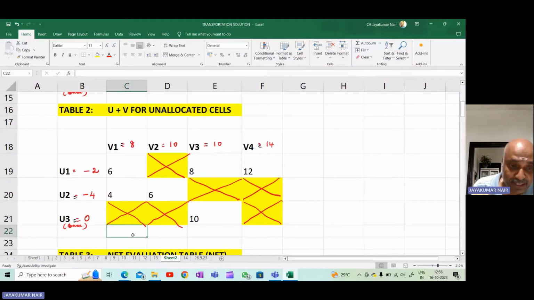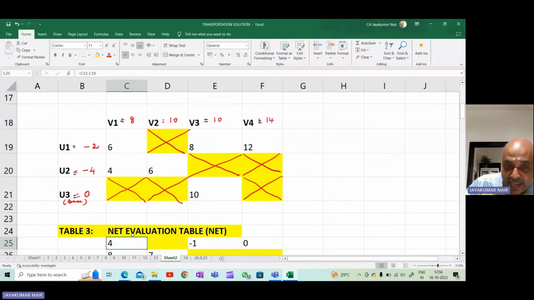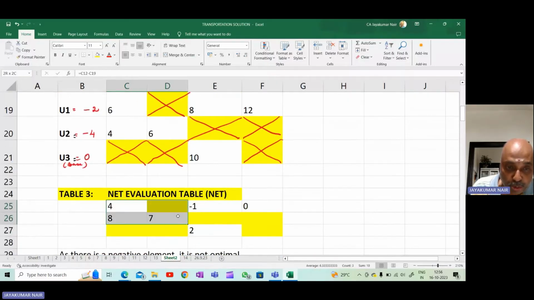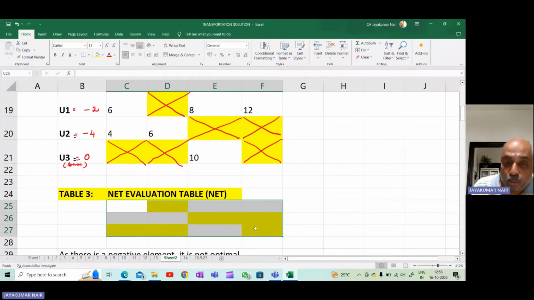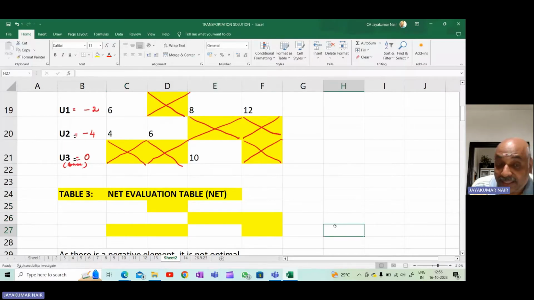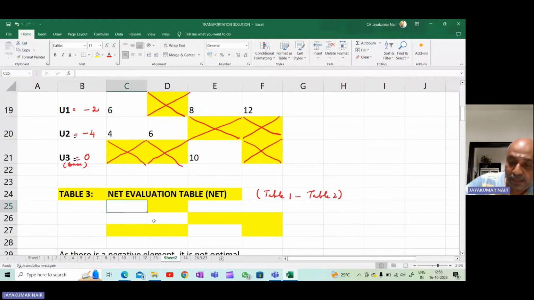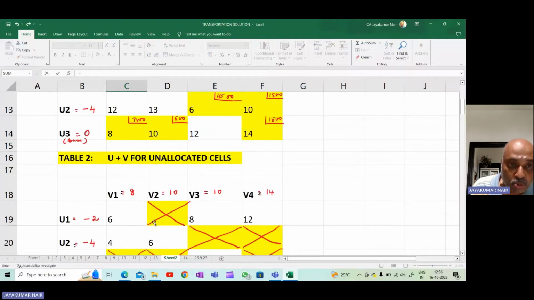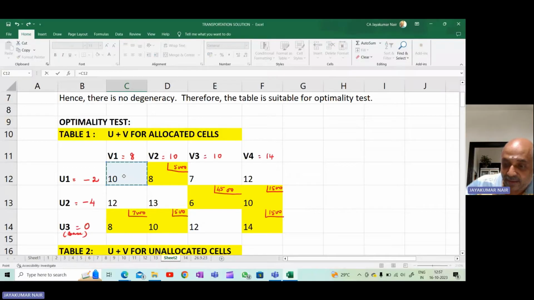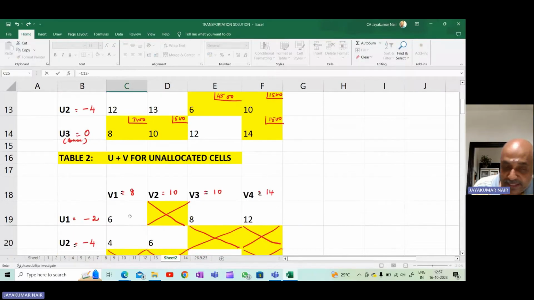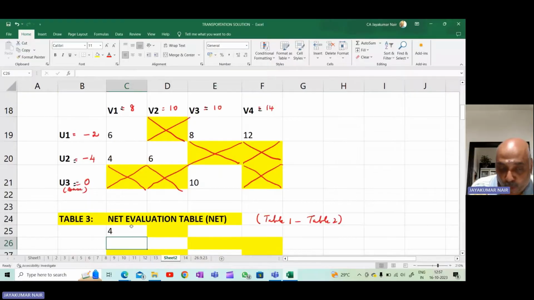Now the next step is table 3. This is the last table. In the last table, what should you do? You must find the table 1 minus table 2 values for the unallocated cells. This is called the net evaluation table. So table 1, what is the value for the unallocated cell? It is 10. And table 2, what is the unallocated cell value? 6. So 10 minus 6 is 4.